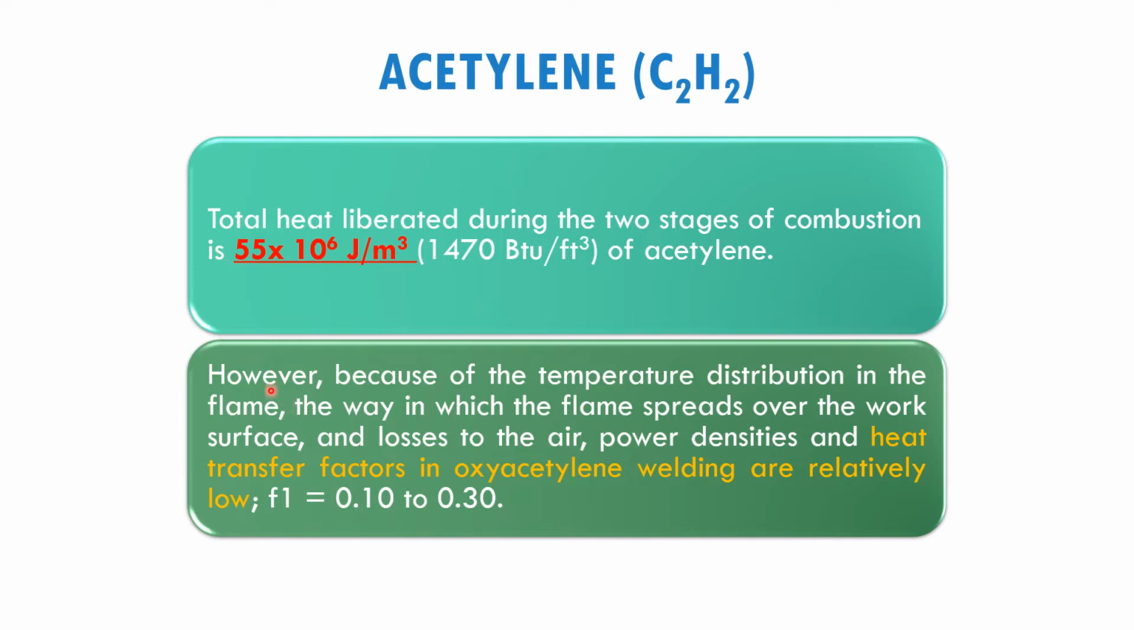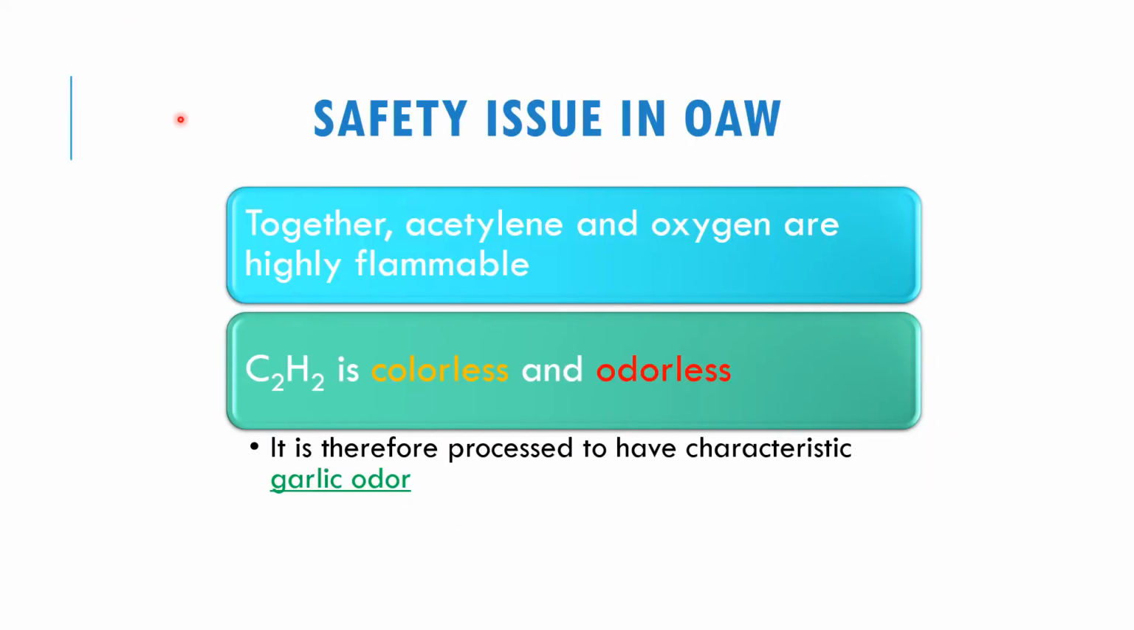However, because of the temperature distribution in the flame, and the way in which the flame spreads over the work surface, not so much of the heat is transferred, and a lot of losses will go to the air. Power density and heat transfer in oxyacetylene welding are relatively low, around 0.1 to 0.3 only. Another problem related to oxyacetylene welding is that acetylene and oxygen are highly flammable, so it's quite dangerous for those who are beginners in oxyacetylene welding.